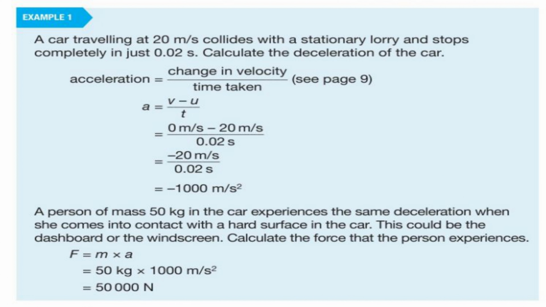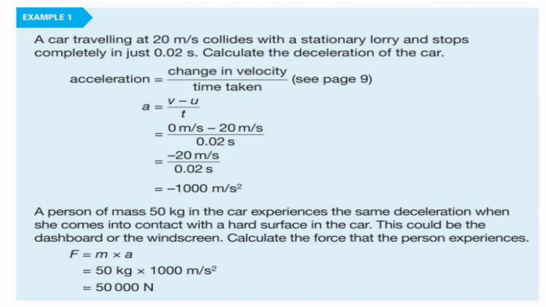So the formula would be 0 minus 20 meters per second divided by 0.02 seconds, which is the time it takes to stop. So 0 minus 20 would be minus 20. Therefore, minus 20 divided by 0.02 seconds. The answer would be minus 1000 meters per second squared. The sign here is minus because we were calculating deceleration.